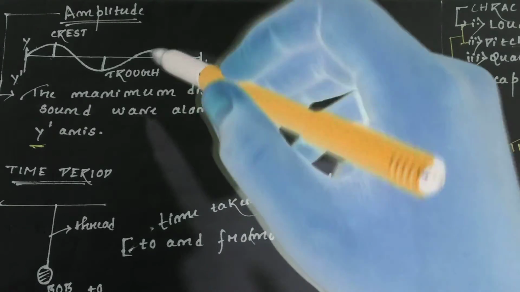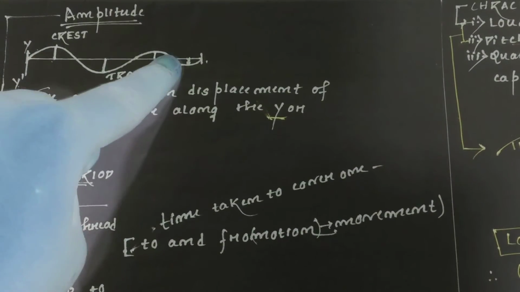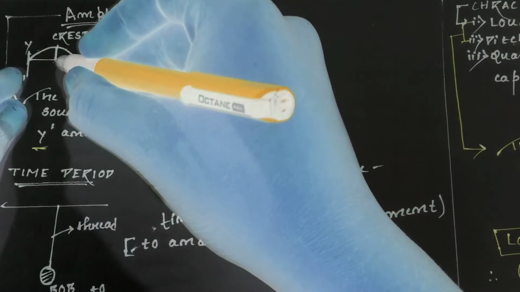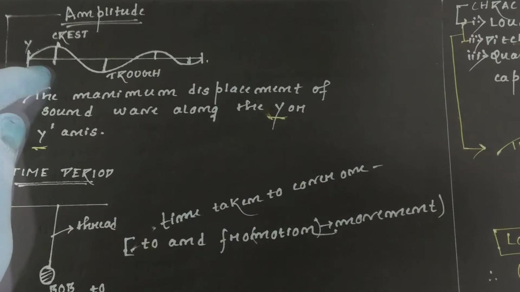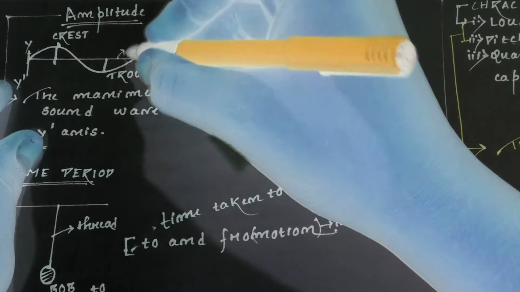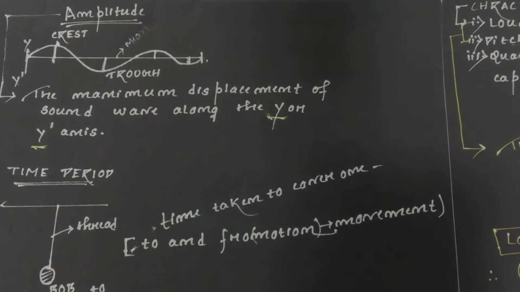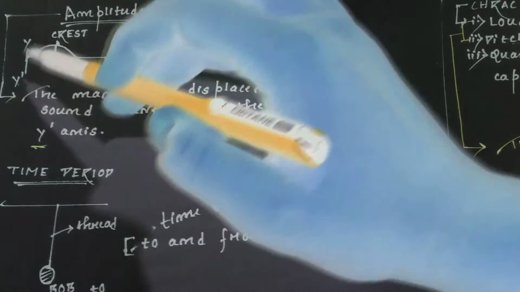As you can see here, a line is drawn here, there's a line drawn here. The maximum displacement from this position to this position will be termed as amplitude, because it is the displacement from the mean position, this is the mean position. So the maximum displacement from the mean position will be known as amplitude. So we can define amplitude as the maximum displacement along the y and y dash axis.